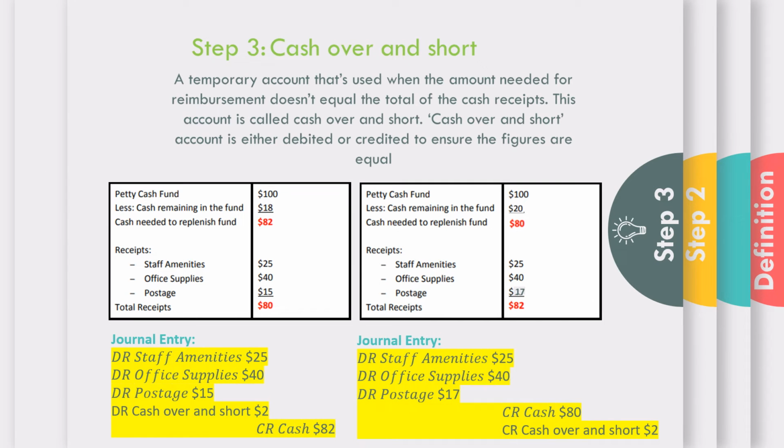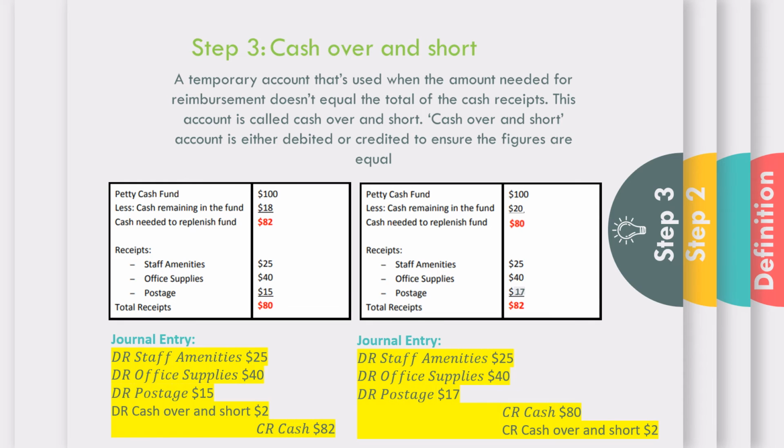Step number 3. Cash over and short. It's a temporary account that's used when the amount needed for the reimbursement doesn't equal the total of the cash receipts. This account is called cash over and short. Cash over and short account is either debited or credited to ensure the figures are equal. When the account has a debit balance, it means it's an expense and it's short. When the account has a credit balance, it means it's a revenue and it's over.